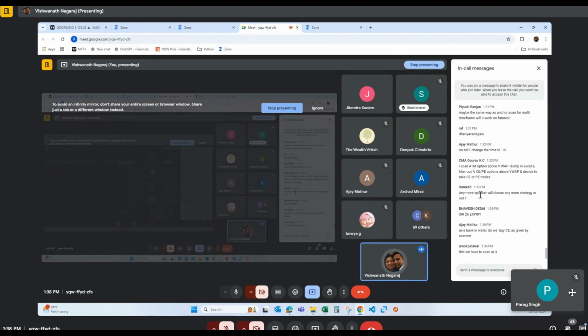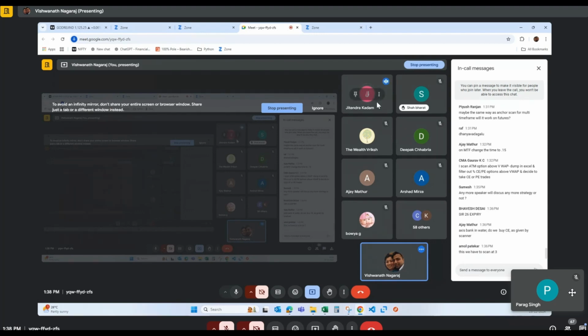Any more strategy? Sir, 26th expiry. Axis Bank in water. Do we buy CE as given by scanner? Don't buy it. Yes, very, very good point. Don't buy it. You can sell it instead. You know your market, but Axis Bank is CE. Your Bank Nifty is giving you PE sell. What we just saw. So there's a contradiction to the whole thing. Leave that trade alone.